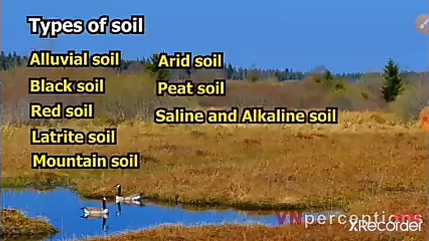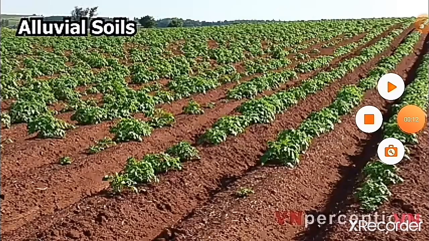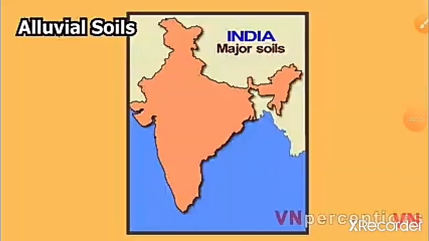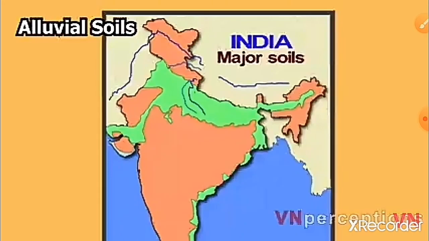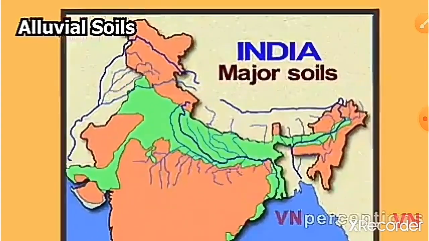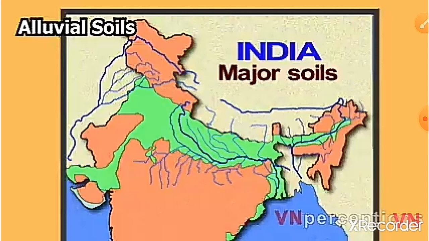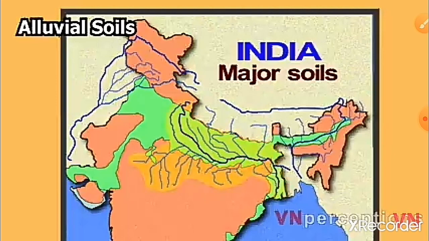Now we will see the types of soil. First, alluvial soil. Alluvial soil occupies 40% of land area in India. Alluvial soil is formed by the depositional work of the river, hence it is known as riverine soil. These soils are found in river basins and deltas. River basin is the area covered by the main river and their tributaries. Delta is a triangular shaped land between the distributaries of the river.